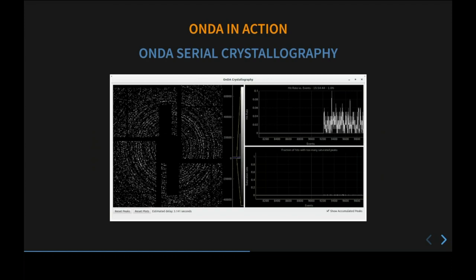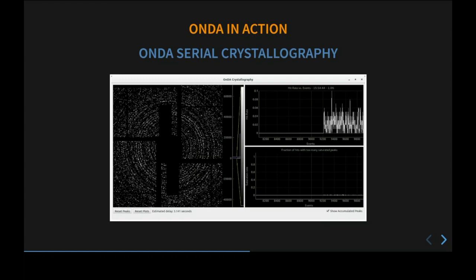So this is an example. Currently these are the only monitors that we ship together with ONDA, but several more are in development. You will see an example later. This is the one with a view for crystallography. As you can see, the information is minimal, right? So we have a virtual powder pattern on the left, the hit rate on the top right, and the saturation rate on the top left.